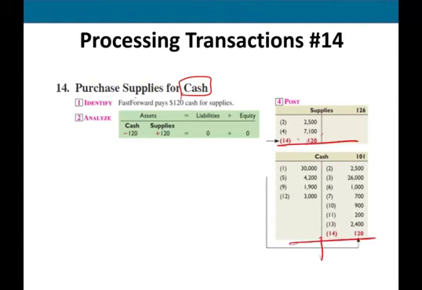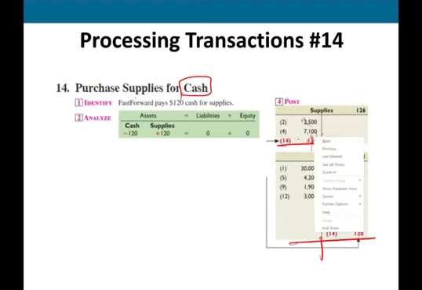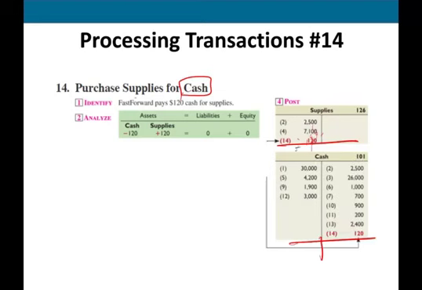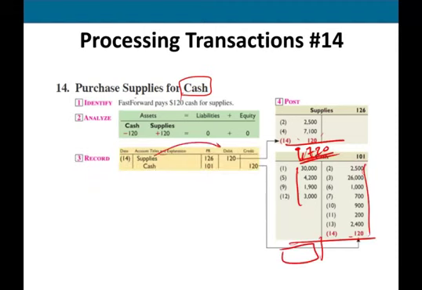Now what's my balance in supplies? 7,220. That's 7,720 if my math is right. No, it's more than that. It's 9,720. So my balance in supplies, 9,720. What's my balance in cash? Add all the debits, add all the credits, and the difference is that. So I'm going to debit supplies, credit cash.